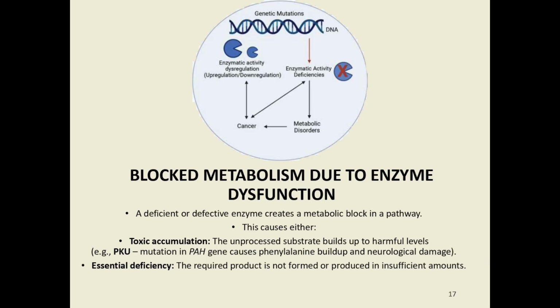Blocked metabolism due to enzyme dysfunction occurs when a deficient or defective enzyme creates a metabolic block in a pathway. This block causes one of two issues. Toxic accumulation: the unprocessed substrate builds up to harmful levels. For example, in PKU, a mutation in the PAH gene causes phenylalanine buildup, leading to neurological damage. Essential deficiency: the required product is not formed or is produced in insufficient amounts.